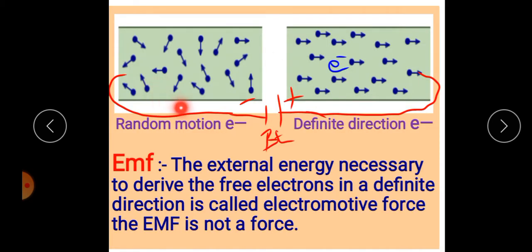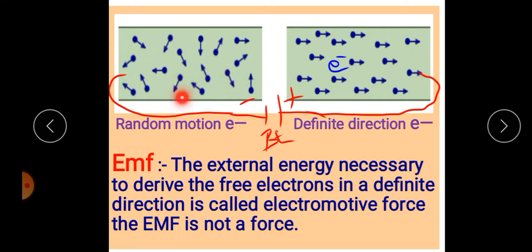Now see, this is the random motion of electrons. All electrons move equally in opposite directions to each other, so the net charge is 0. The net flow of charge at any point is 0. Hence there is no current. Now listen to it. In general, due to this random motion of electrons, there is no net transfer of charge from one end of the conductor to the other end, and there is no current.